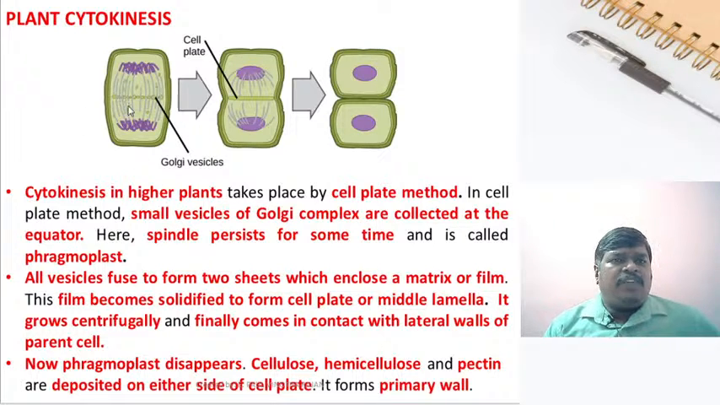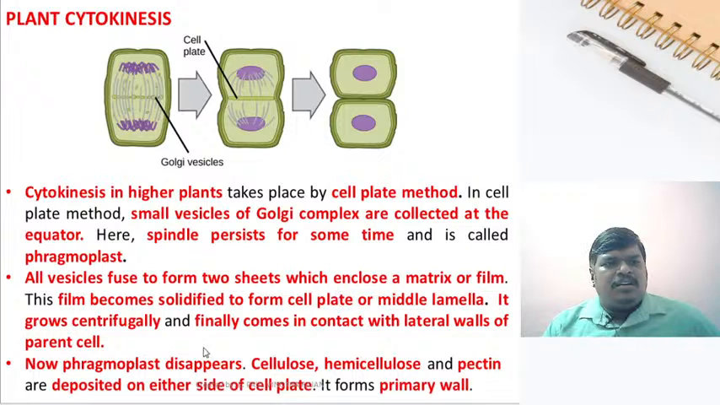And finally, what will happen? All these small Golgi vesicles will fuse together and form two sheets. They'll form a structure called the cell plate, or middle lamella. Then it grows centrifugally, from the center to the outer side, and finally comes in contact with the outer membrane. And finally, they'll form a typical structure like this.